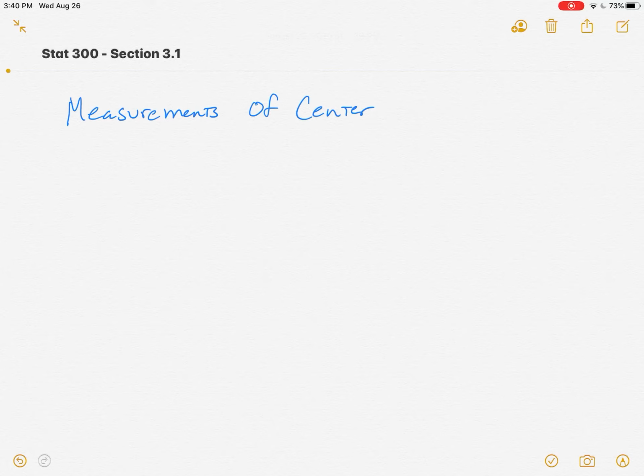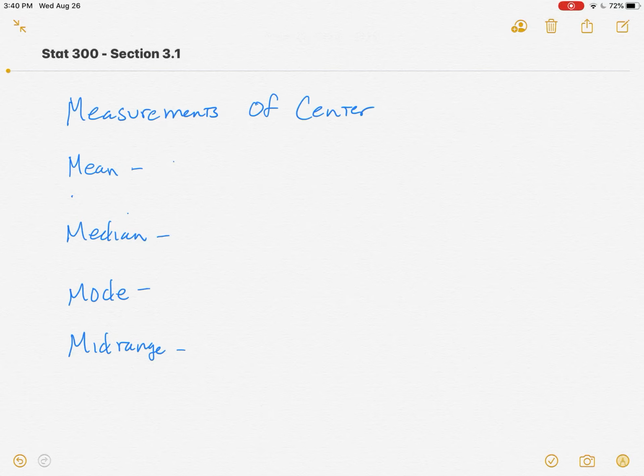There are actually 4 measurements of center, as you may have seen already in the book or in the notes. There's the mean, there's the median, there's the mode, and our book also asks for the mid-range. And so those are the 4 measurements of center that you're going to be asked to take.